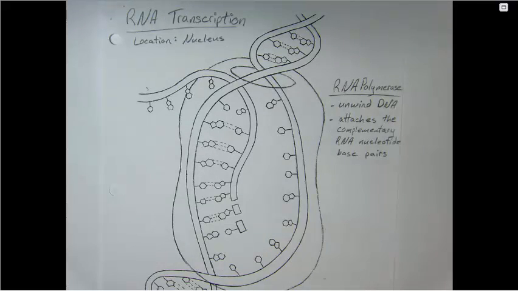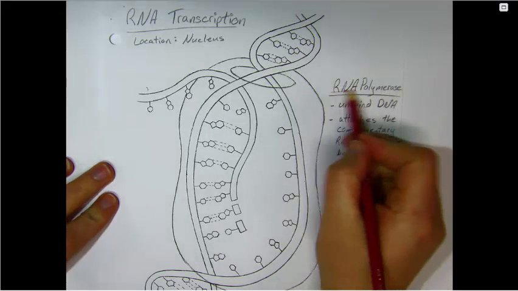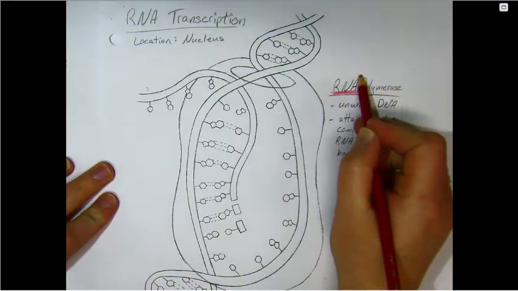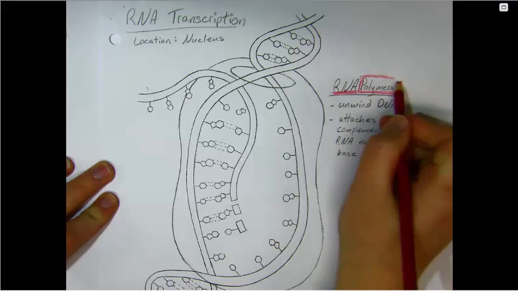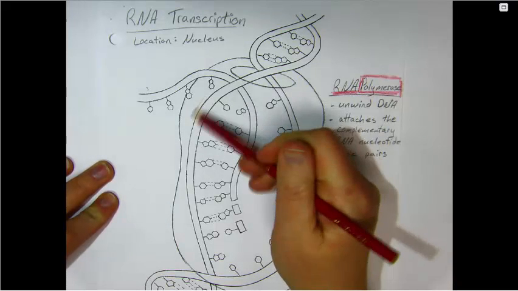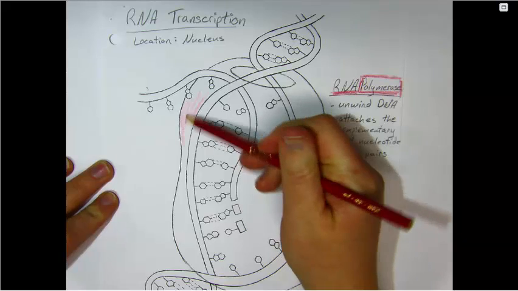So on my image here, I'm going to color in the RNA polymerase. So I'm going to pick red for this, for my RNA polymerase. And that is this big enzyme over here.